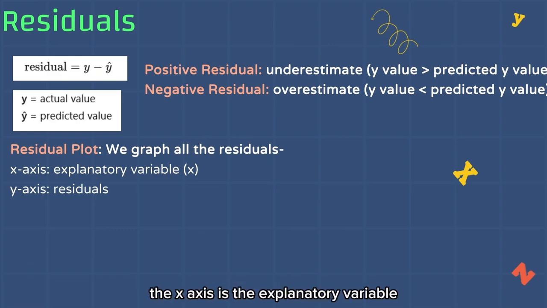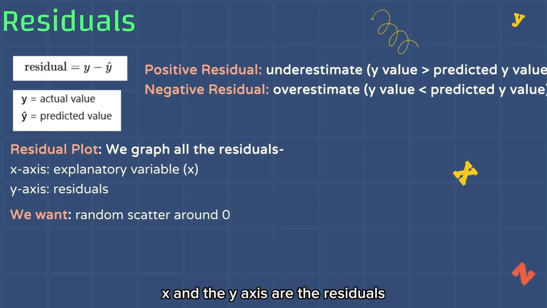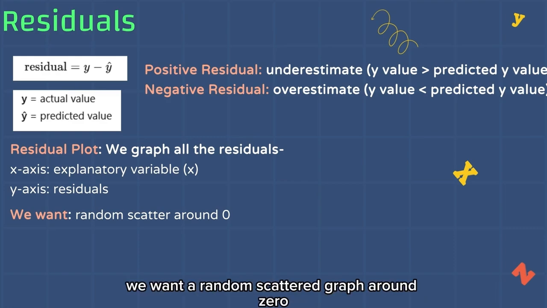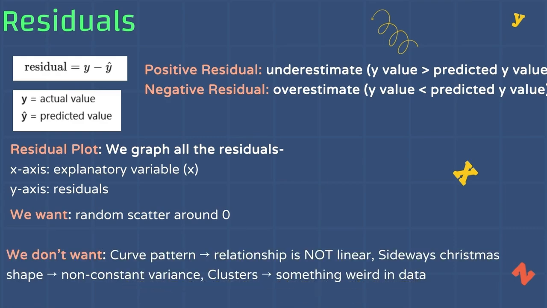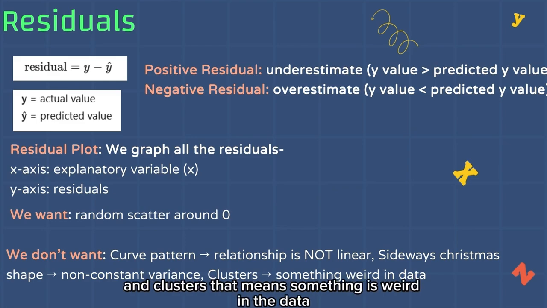A residual plot is where we graph all the residuals. The x-axis is the explanatory variable x, and the y-axis is the residuals. We want a random scatter around 0. We don't want a curved pattern, because then the relationship is not linear. A sideways Christmas tree basically means non-constant variance. If there are clusters, that means something is weird in the data.